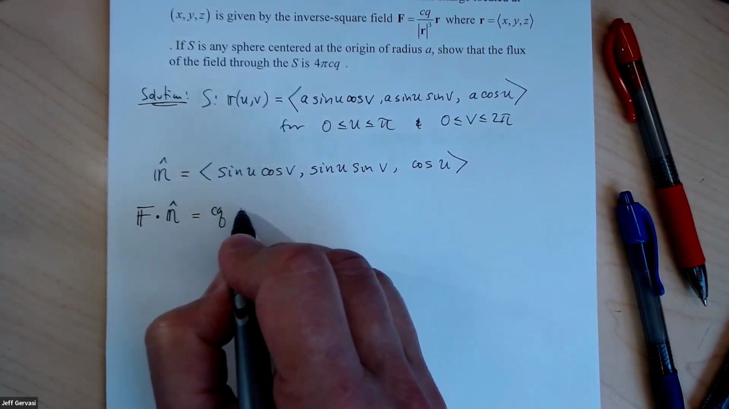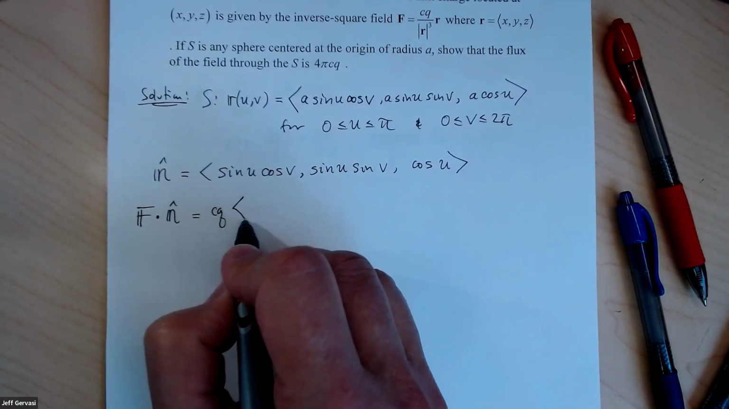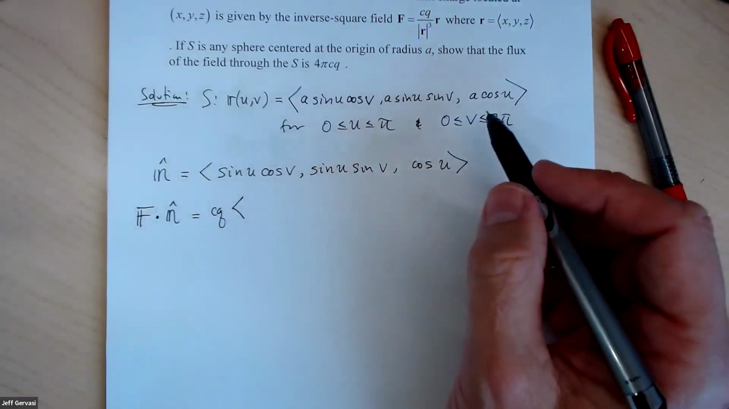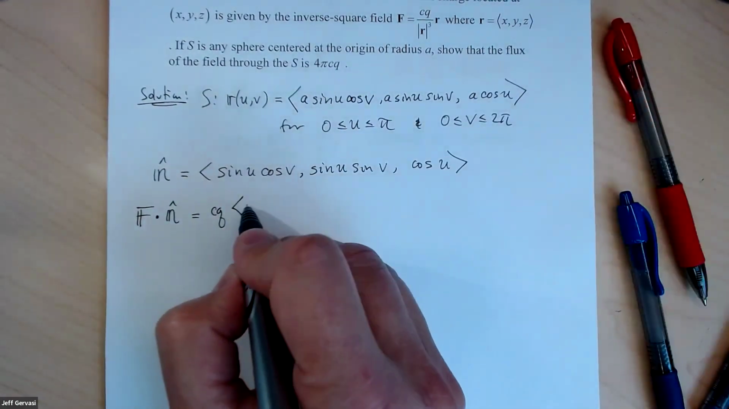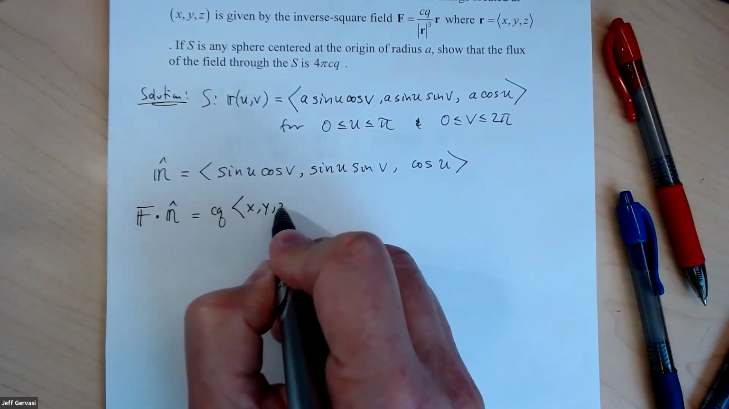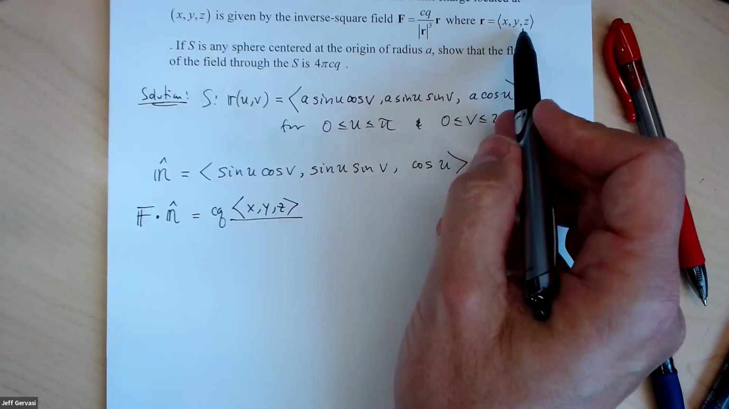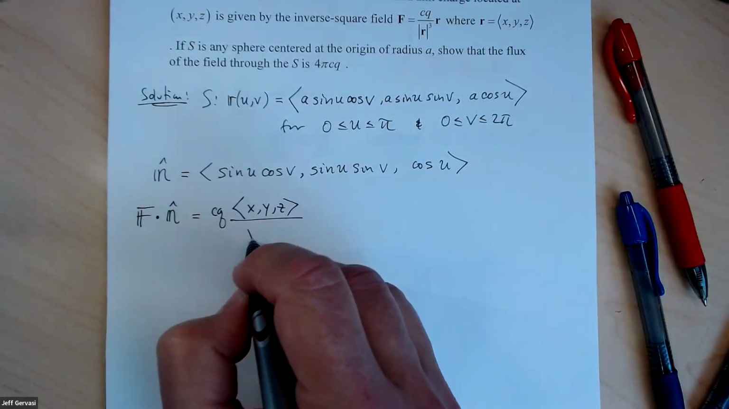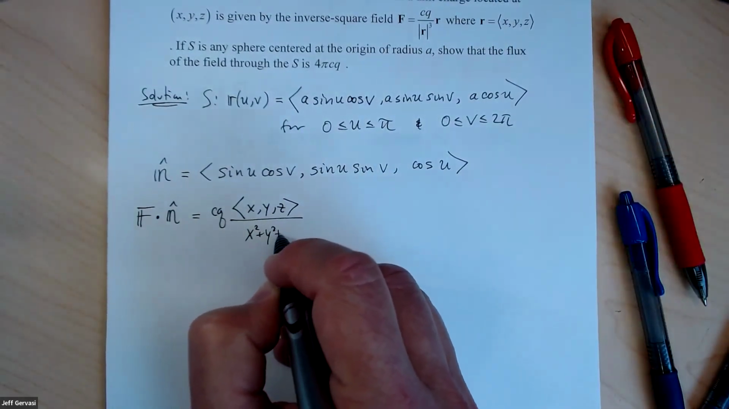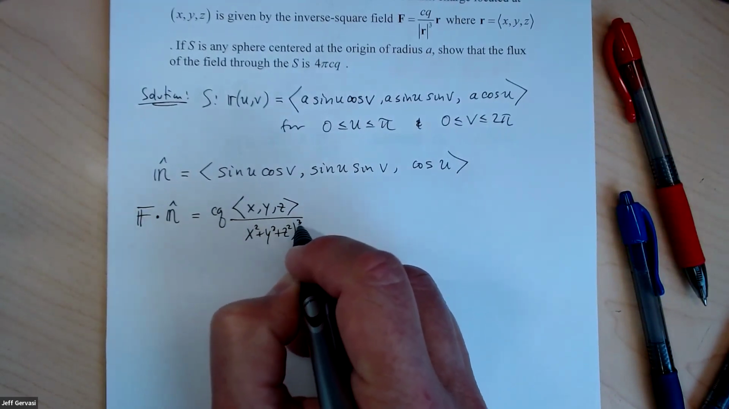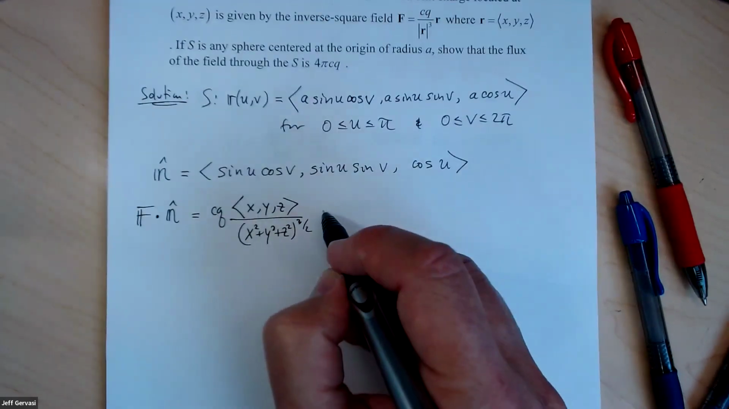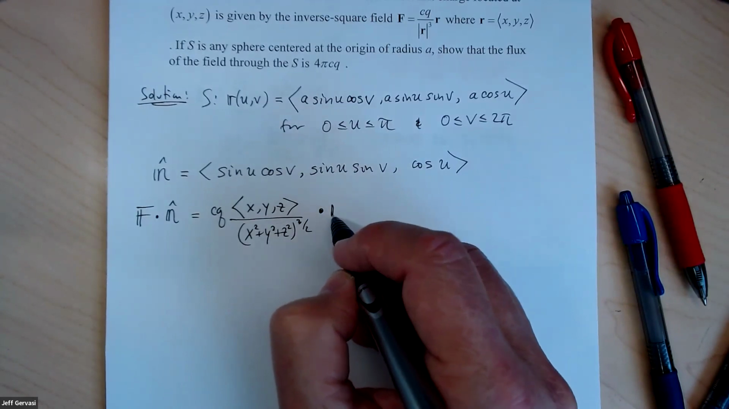Now I've got to put my vector f in parametric form. Okay. So let's see. That's going to be xyz divided by the magnitude of xyz to the third power. All right, so again, that should look like this: x squared plus y squared plus z squared to the 3/2. And I want to dot that with n.